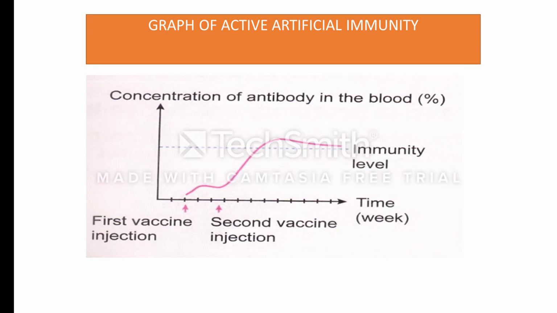This is the graph of active artificial immunity. You can see it involves the vaccine. During the first vaccine injection, the body produces a little amount of antibody. So, a second dose of vaccine injection is required as a booster to increase the production of antibody in the blood. It will be long-lasting. According to the graph, you can see the antibody concentration has exceeded the immunity level.